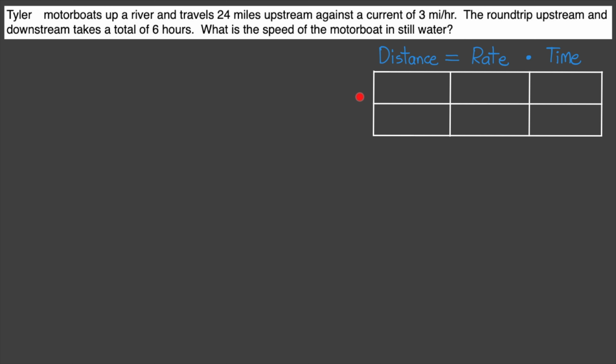Okay, so this is a classic distance equals rate times time problem. So let's go ahead and set up a chart here. We are going to have upstream and downstream as our two categories. So for the first category, we have distance here. Well, they tell us that he travels 24 miles upstream. So that means distance is 24 miles. And going downstream is going to be the same amount of distance.